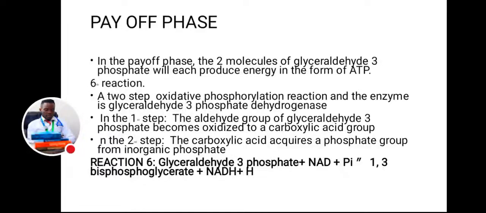In reaction number 6, we have glyceraldehyde 3-phosphate plus NAD, which is nicotinamide adenine dinucleotide, plus Pi, that is an inorganic phosphate, giving us 1,3-bisphosphoglycerate, as well as NADH plus H+.